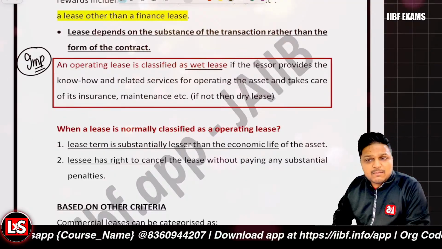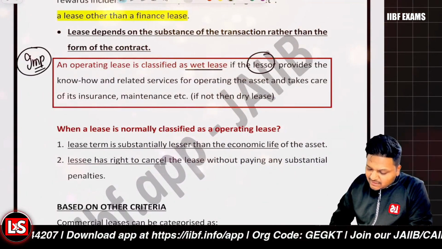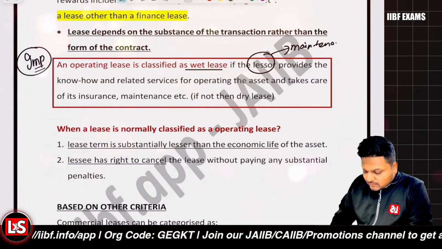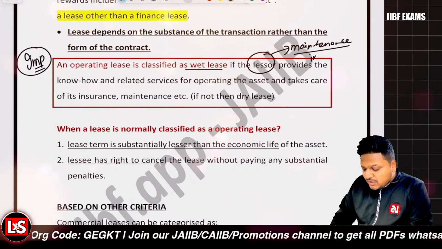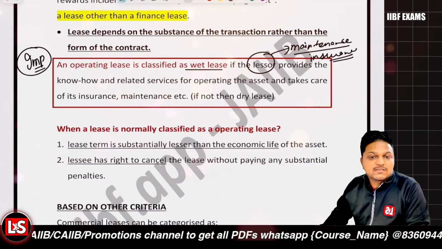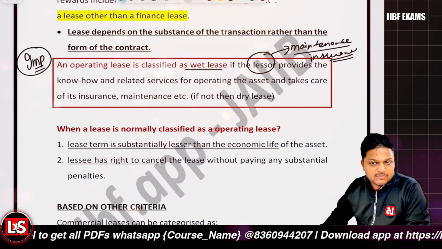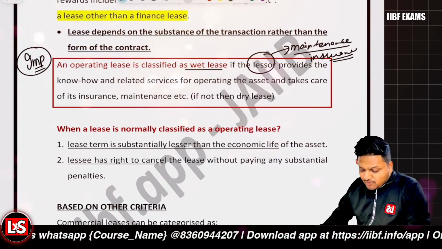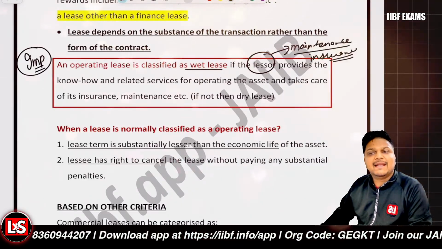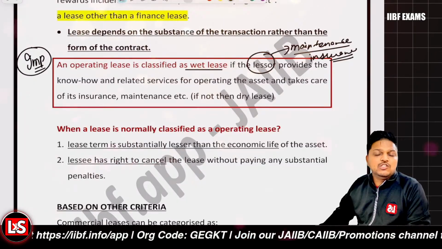Who is going to take care of the same? The lessor is going to take care of the same. Kindly note down: the lessor is going to take care of the maintenance and the insurance. Then such a lease is said to be a wet lease. And when it is to be taken care of by the lessee, then we say it to be a dry lease. So the opposite of a wet lease is a dry lease, where the lessee is going to take care of the insurance and maintenance.